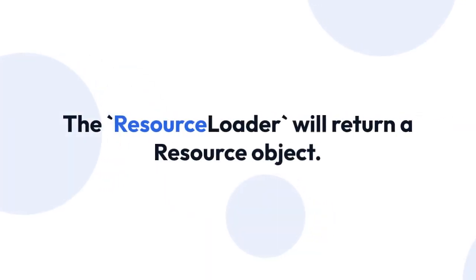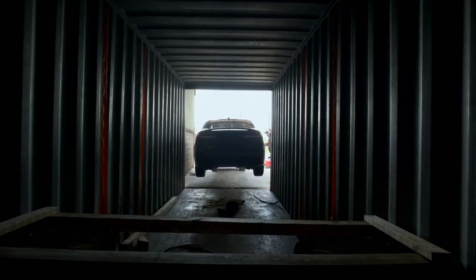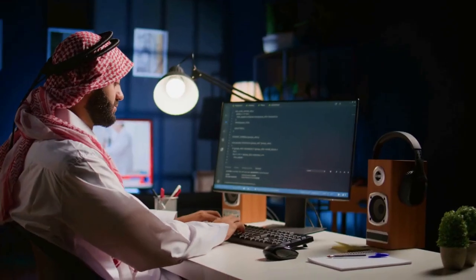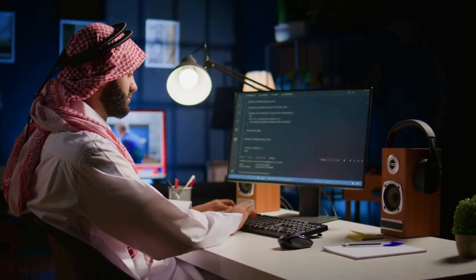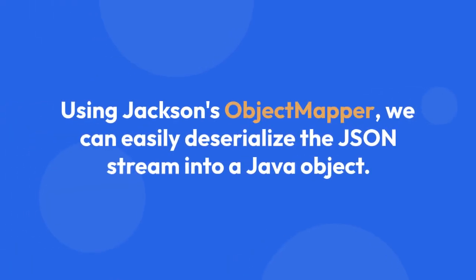3. The ResourceLoader will return a Resource object. We'll use resource.getInputStream() to get an input stream for the file. 4. Now to actually parse the JSON, we'll use a JSON processing library like Jackson. Spring Boot typically includes Jackson by default, so you likely don't need to add any extra dependencies. 5. Using Jackson's ObjectMapper, we can easily deserialize the JSON stream into a Java object.